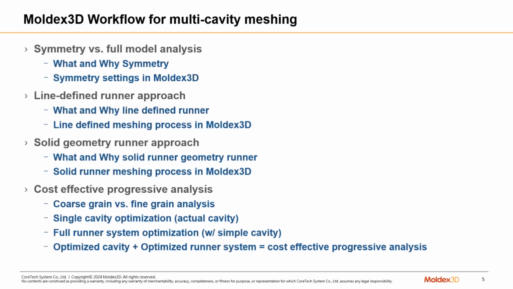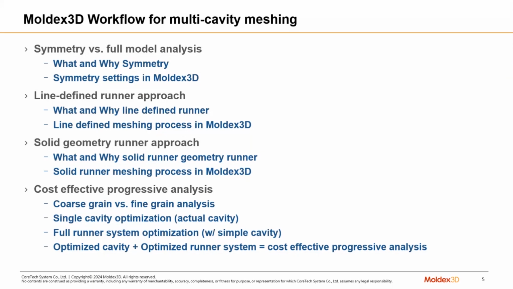And towards the end of this presentation, we're going to talk about cost-effective progressive analysis. What it means basically is how can we efficiently run simulation? What are different ways where we can shorten the simulation runtime? And the majority of them we're going to cover today, which is through meshing.